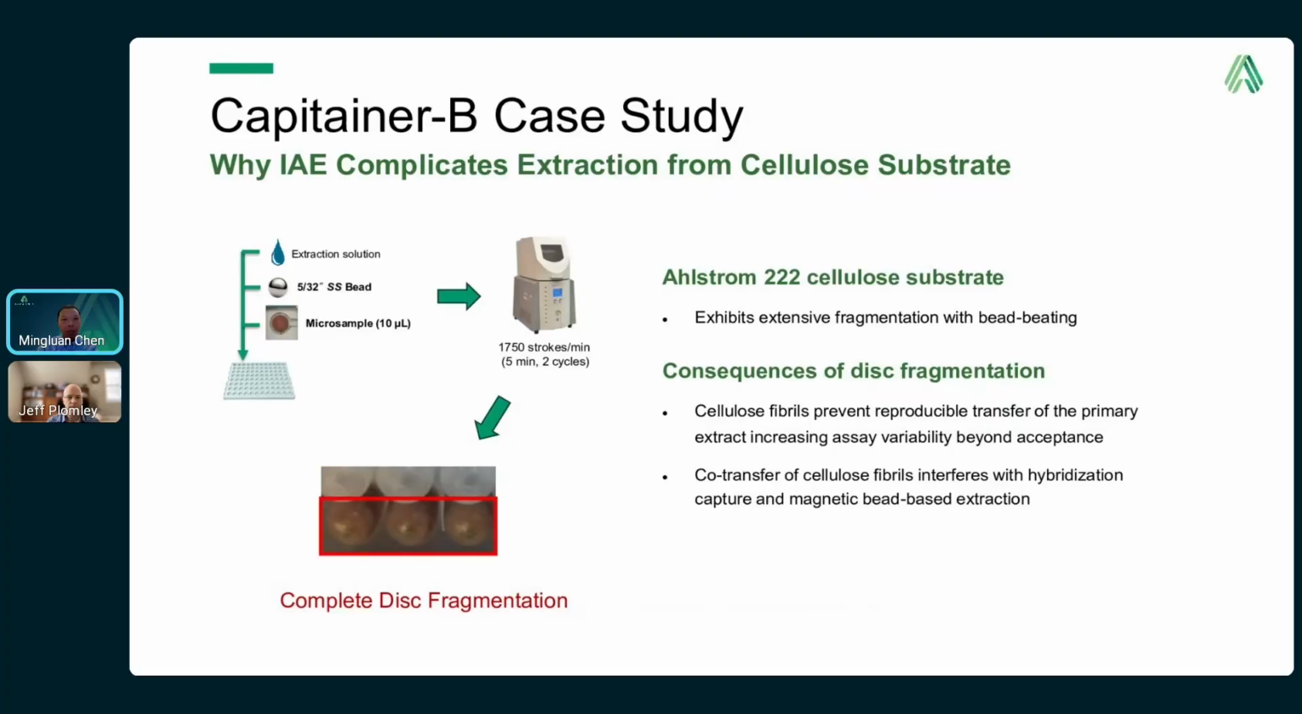Fragmented cellulose makes a reliable extract transfer difficult, which can affect downstream hybridization and increase assay variability. In addition, the cellulose debris can be co-transferred with the extract, interfering with the hybridization capture and the magnetic bead extraction. Together, this impact leads to variable ASO recovery and compromises the quantitation.